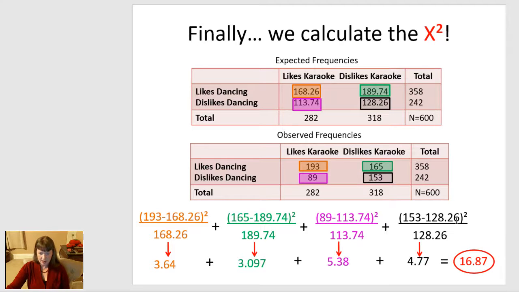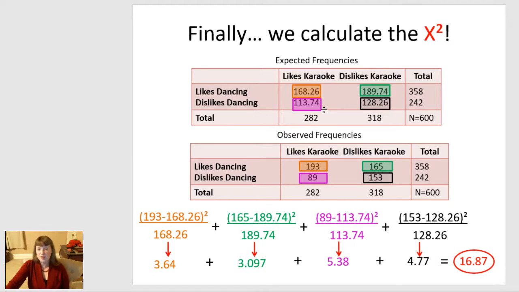So once I do all this math in here, subtract, square, and divide, subtract, then square, then divide, subtract, then square, then divide, I can add all these together to get my chi-square test statistic. And I would compare that to a critical value.